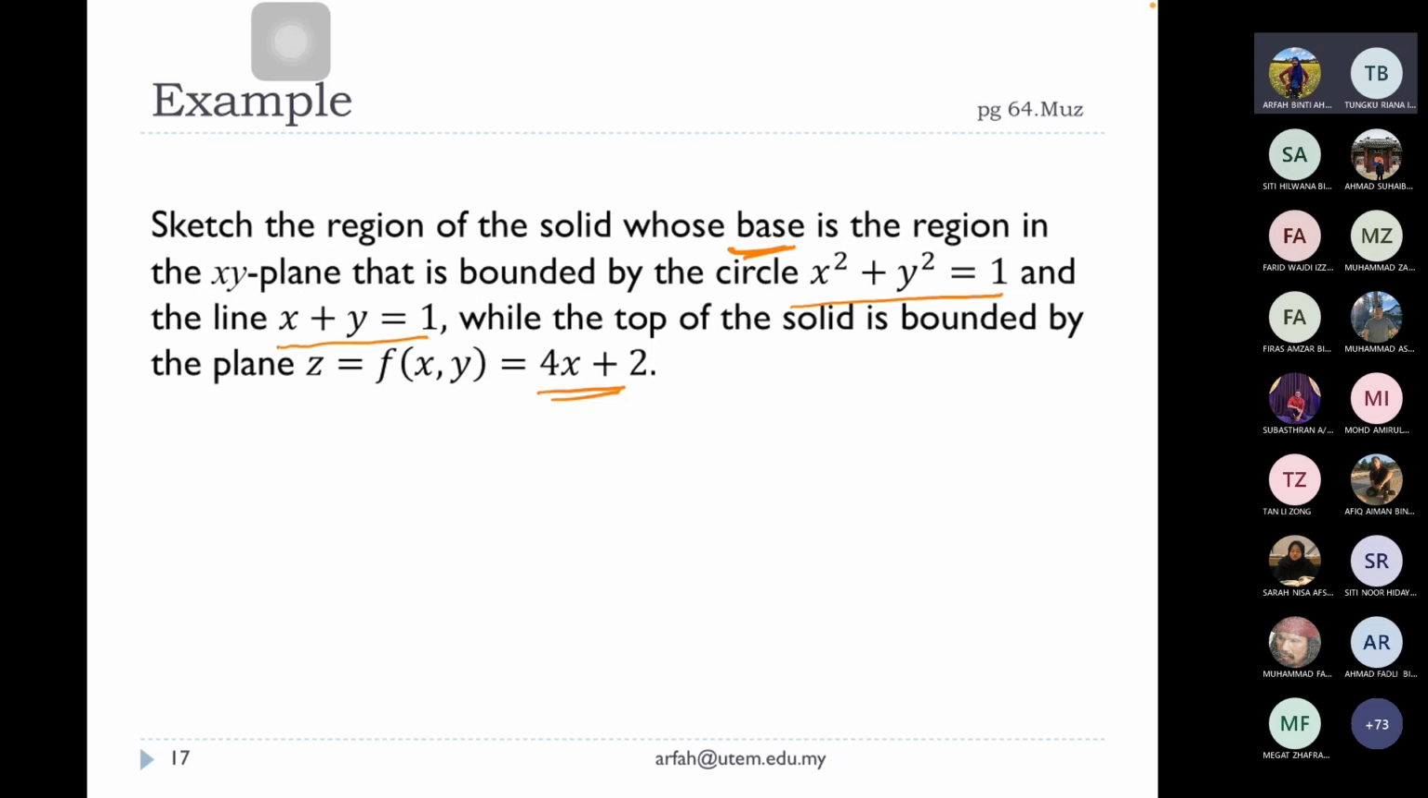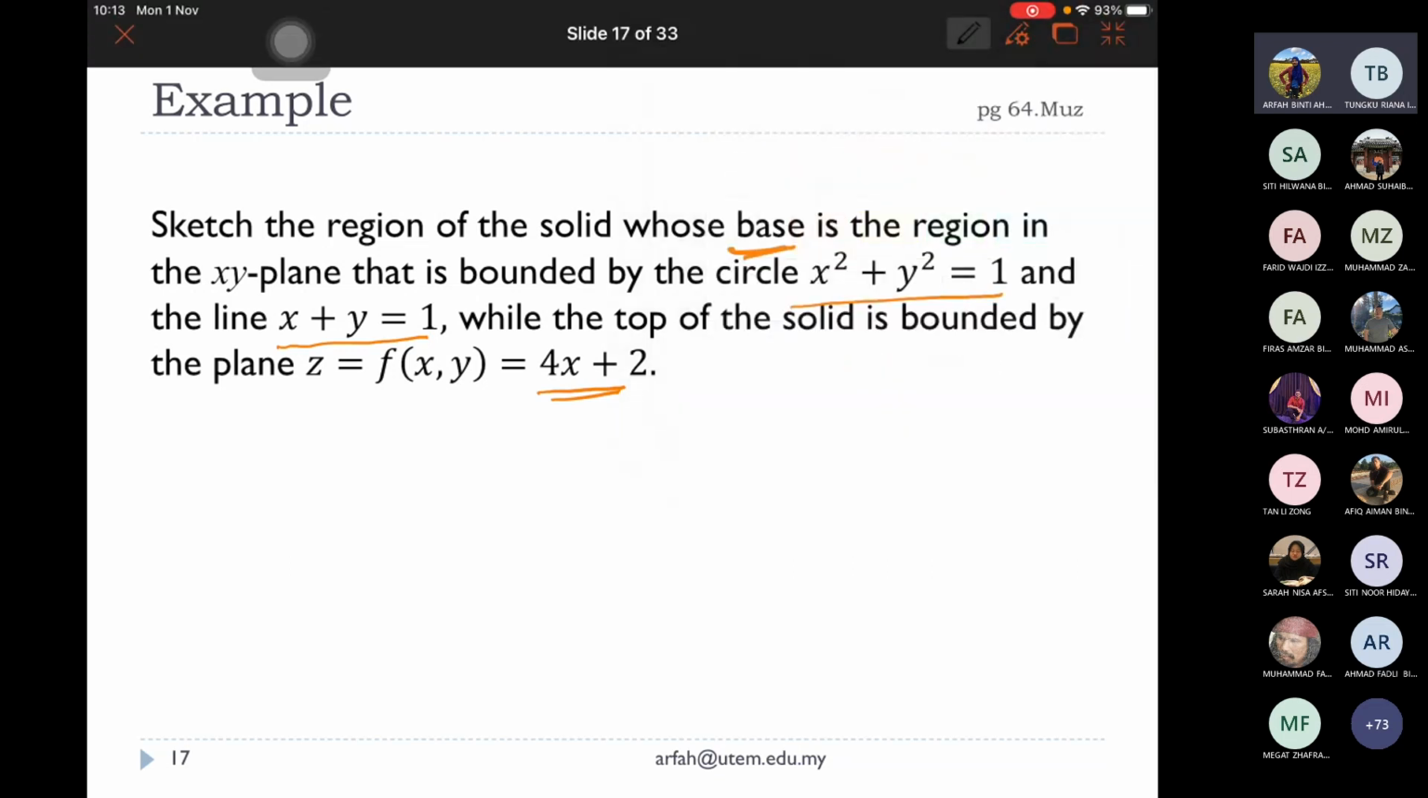So, step 1. How we are going to solve for this one? Step 1, sketch the region. So yang dia kata whose base is the region in xy that is bounded by a circle. So kita ada satu circle x kuasa 2 tambah y kuasa 2 sama dengan 1. And then kita ada lagi satu straight line, x tambah y sama dengan 1.